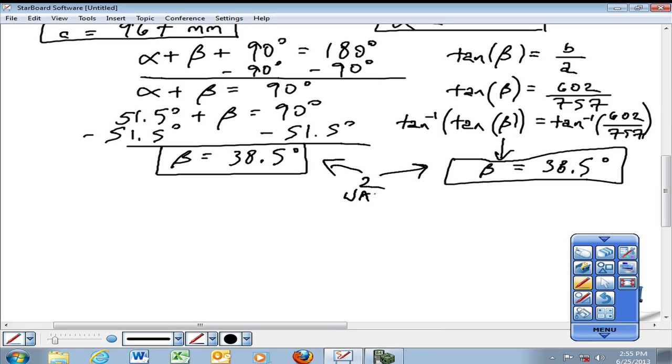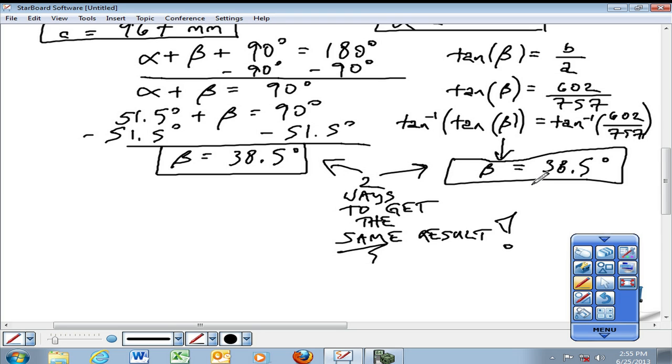So two ways to get the same result. You choose. End of the day, some students use this method as a way to check their work. If you do it correctly, you definitely should end up with the same result. Two ways to get the same result.